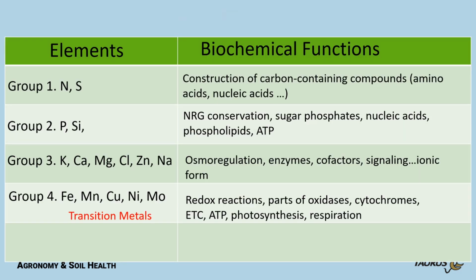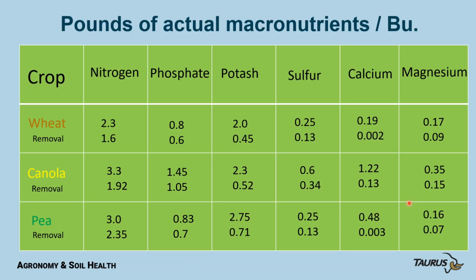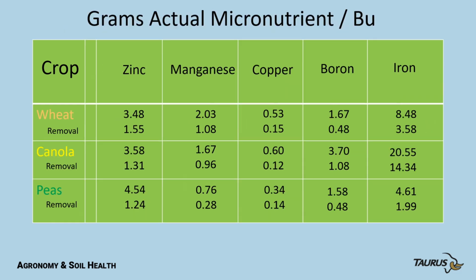And nowadays we're breaking down things like this by biochemical functions: nitrogen and sulfur making proteins, phosphorus and silicon for energy, these for osmoregulation, enzymes and cofactors, and these transitional metals and micronutrients for electron transport, ATP, photosynthesis, respiration. I won't go through this because we'll be covering these in each one of those crops. So I hope that gives you just a touch.